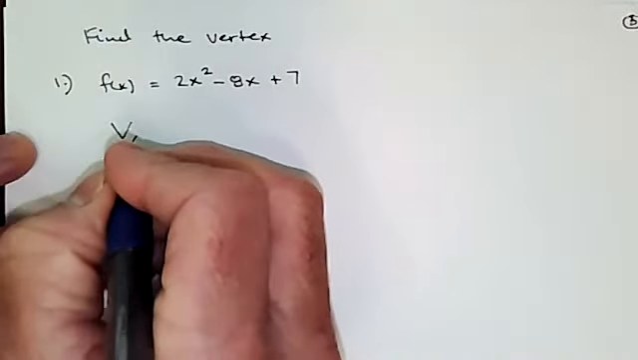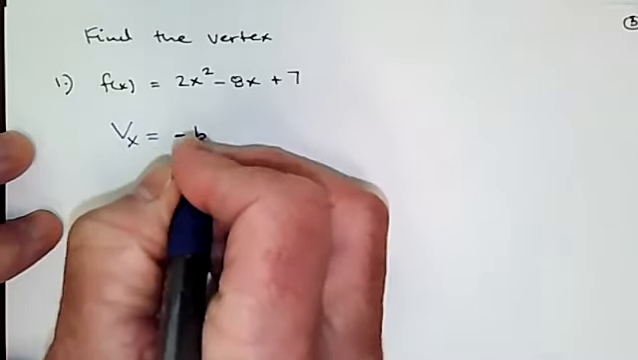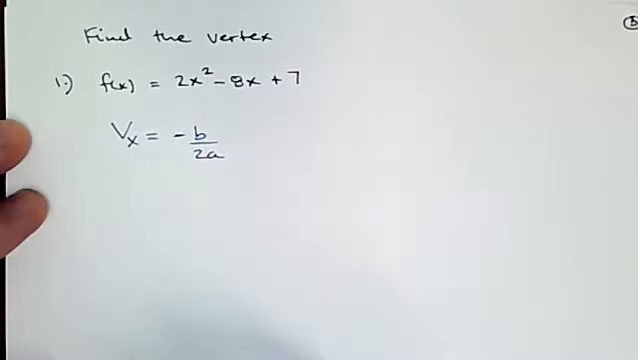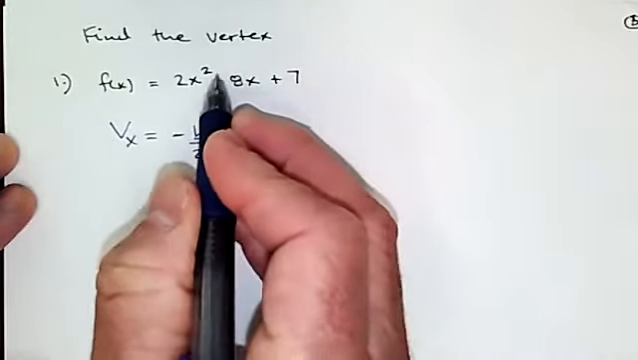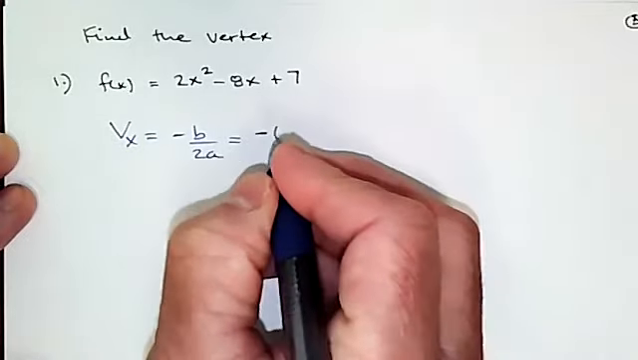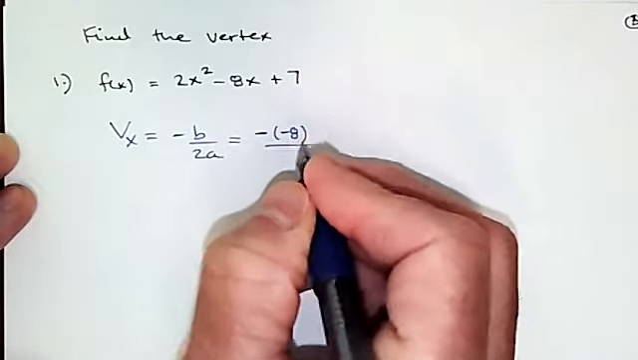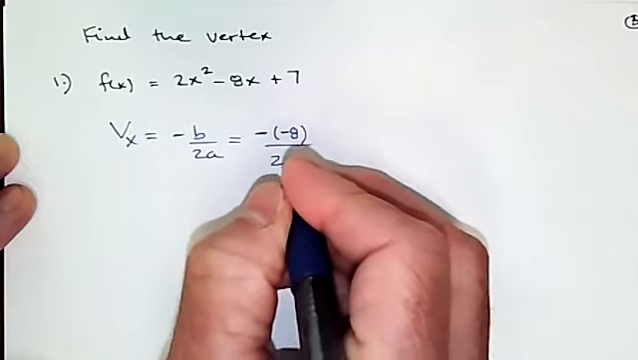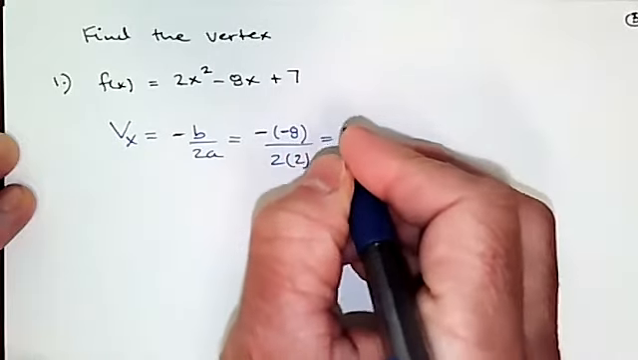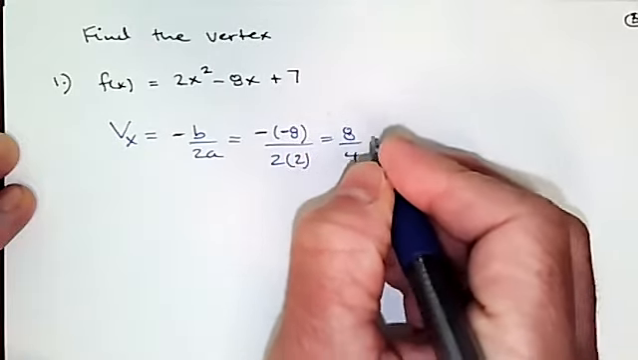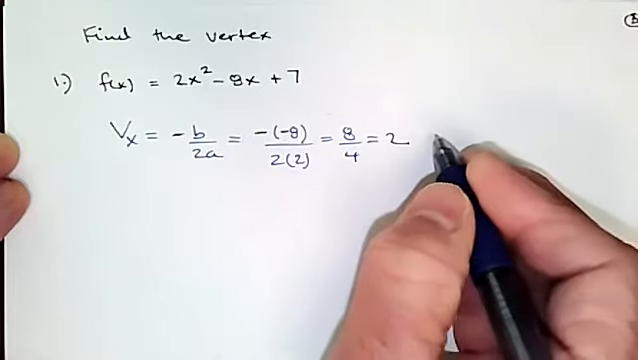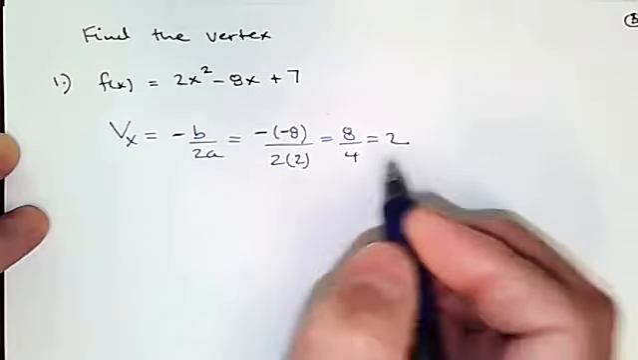So I know my x-coordinate of my vertex is negative b over 2a. My b is negative 8, so it's the negative of negative 8. And my a is 2, over 2 times 2. That gives me 8 over 4, which is 2. So I know the x-coordinate of my vertex is 2.